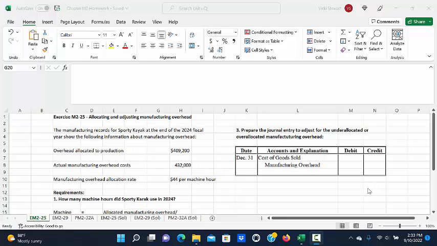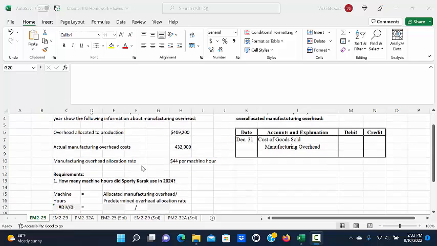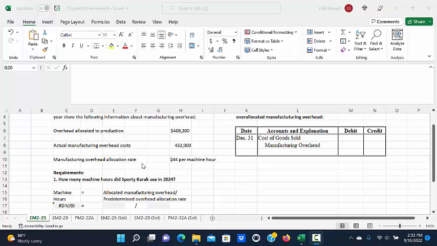This is a demonstration of exercise M225, allocating and adjusting manufacturing overhead. The manufacturing records for Sporty Kayak at the end of the 2024 fiscal year show the following information about manufacturing overhead, and the problem gives us the overhead that was allocated to production and the actual manufacturing overhead cost, and then the manufacturing overhead allocation rate, which was based on machine hours.